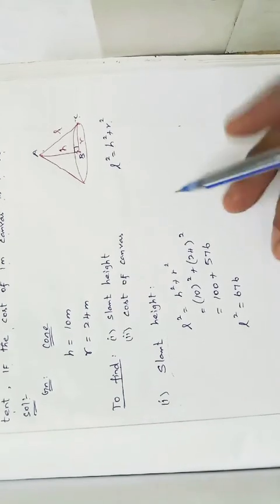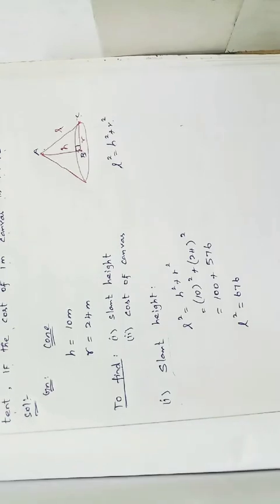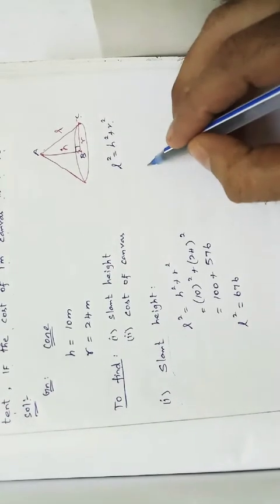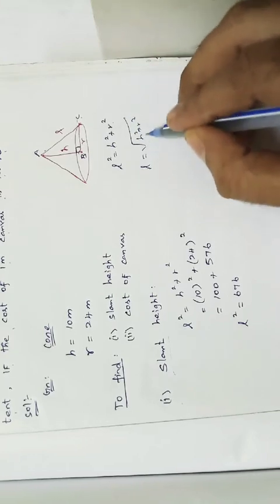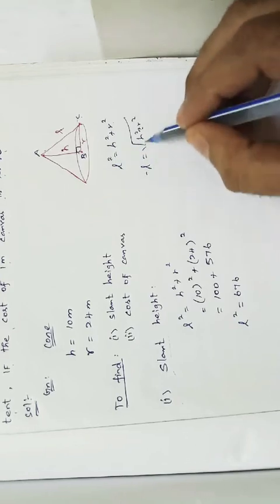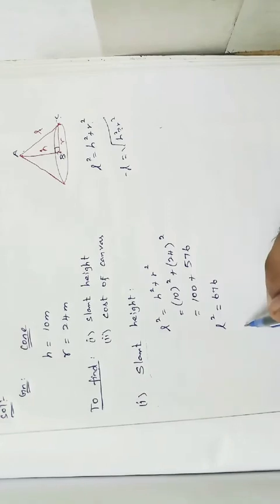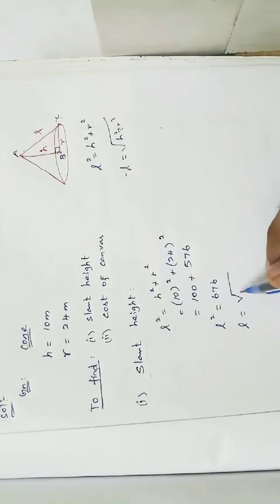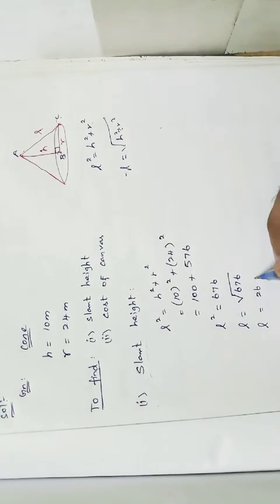But what is needed? L only is needed. So how will we remove the square? By taking square root on both sides. Already we know the formula for slant height: L is equal to square root of H square plus R square. Why are we putting the square root? For removing this square, taking square root on both sides. Then it will become L is equal to square root of 676, which is nothing but 26. So the slant height L is nothing but 26 meter.